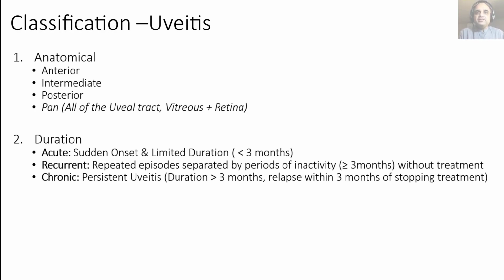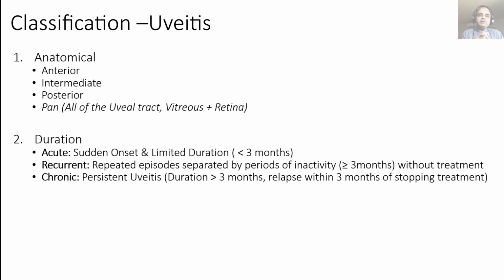Recurrent, which has repeated episodes interspersed with periods of inactivity, and that inactivity period should be 3 months or more, and without treatment. So you have a patient with uveitis, you treat them, the inflammation is completely cured, and then you have a period of 3 months or more in which they are taking no treatment and have no signs or symptoms of uveitis.